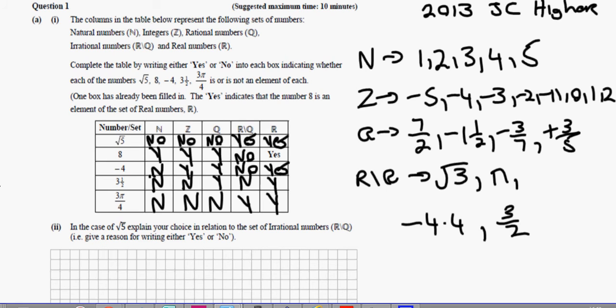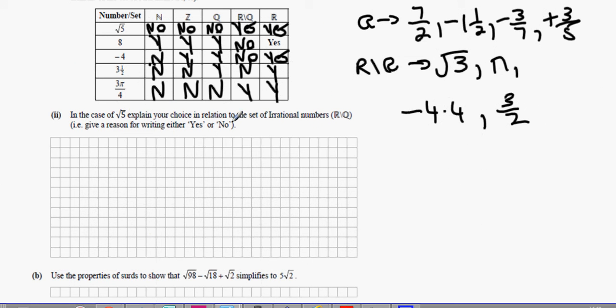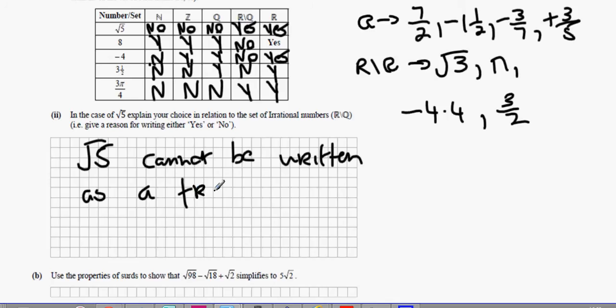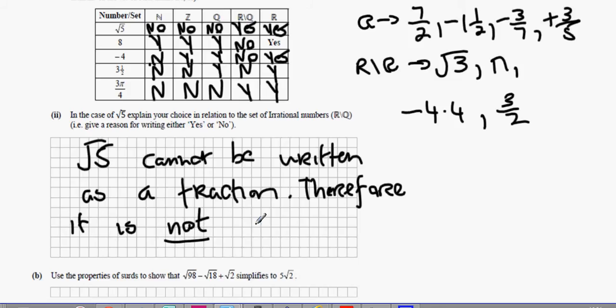Okay. In the case of √5, explain your choice in relation to the set of irrational numbers and give a reason for writing yes or no. √5 cannot be written as a fraction. And because it can't be written as a fraction, this means it's irrational. So in the case of root 5, root 5 cannot be written as a fraction, therefore it is not a rational number. It's an irrational number.